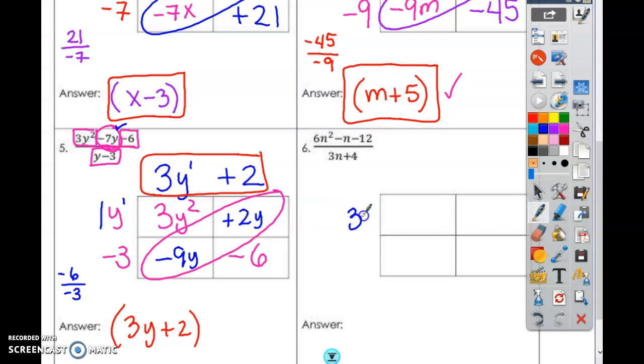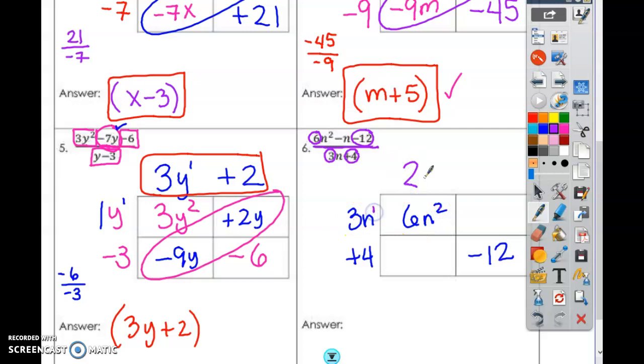Okay, you should have put 3n plus 4 on the outside, 6n squared on the inside minus 12. And you start dividing. Now, if you still don't understand it, this is what I'm doing. I am dividing. 6 divided by 3. These two divide. And then negative 12 divided by 4. These two divide. That's what I'm doing using the box. So if you forget which one you divide, use top divided by bottom. Top divided by bottom.